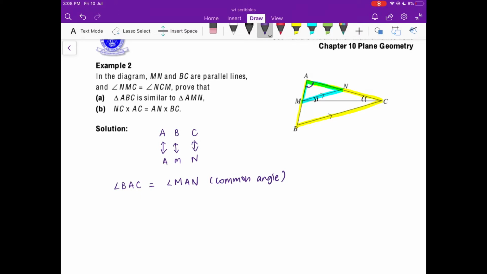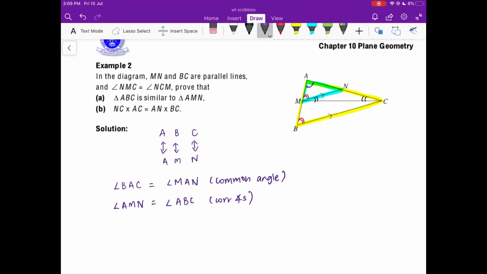So we just need to find one more angle. Since MN is parallel to BC, we can say that angle AMN is the same as angle ABC. So write down angle AMN equals angle ABC because of corresponding angles. Okay, so with these two, we can say that these two triangles are similar.